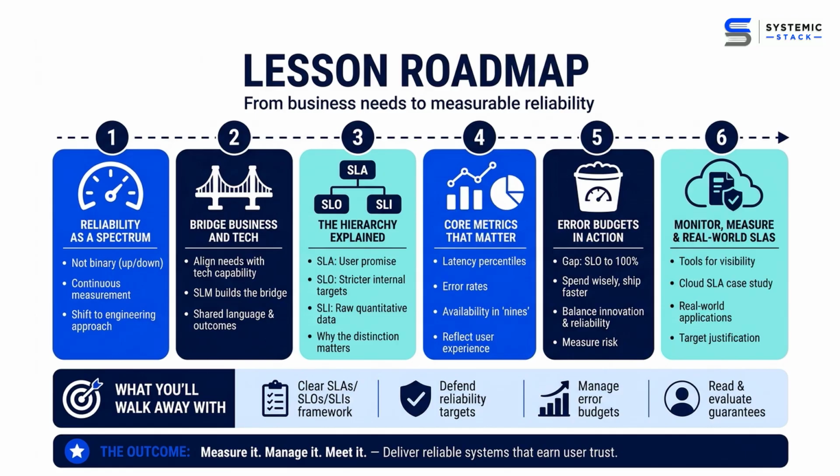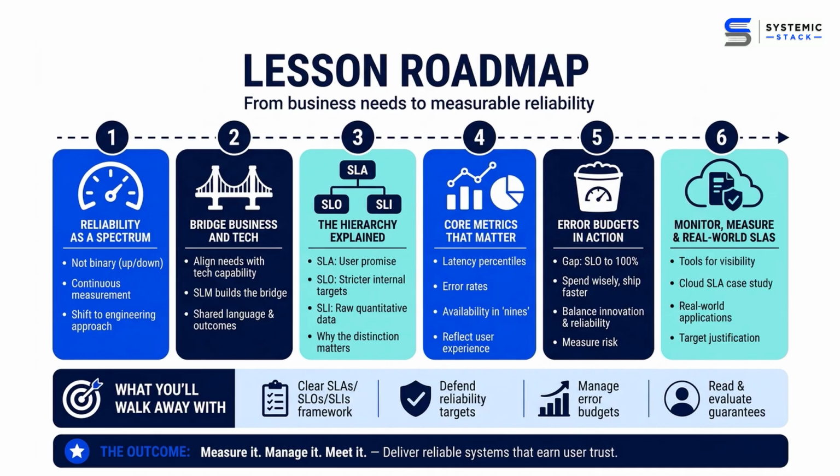This lesson starts by framing reliability as a measurable spectrum rather than a binary up or down state. You will see how service level management bridges the gap between business needs and technical capabilities, moving us from intuition to actual engineering. We are going to break down the specific hierarchy of SLAs, SLOs, and SLIs, which is often where interview candidates trip up. You'll learn why it's critical to differentiate between a contractual promise made to users and the stricter internal targets your team uses to keep things running smoothly.